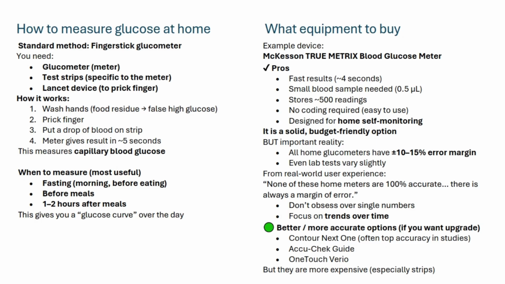For those seeking more accurate options, devices such as the Contour Next 1, AccuCheck Guide, and OneTouch Vario are recommended, although they tend to be more expensive, particularly regarding the cost of test strips.